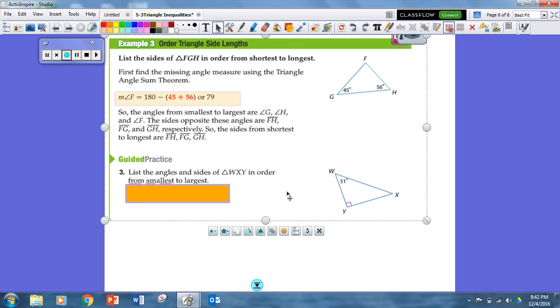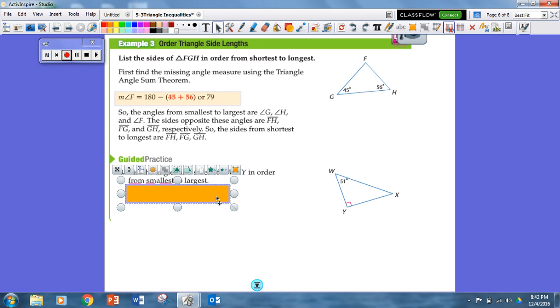Welcome back. So when I find angle X, I find out that it is 39 degrees because 39 plus 51 equals 90. The largest side is going to be WX. The medium side will be YX, and the smallest WY. I said these backwards, however, there they are in the correct order.